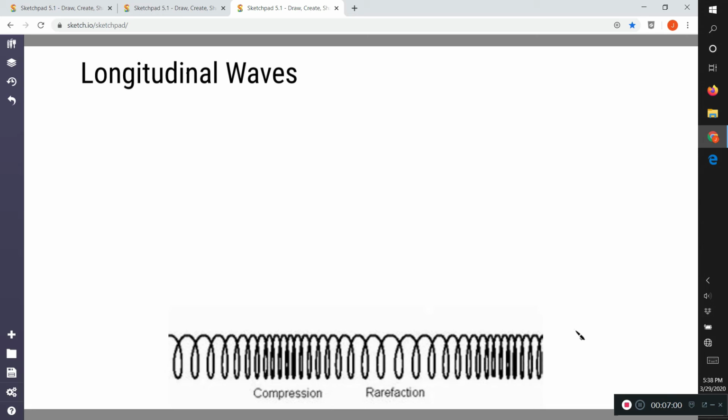Longitudinal waves look more like this. It looks like a slinky where you shake one end, allowing it to kind of mush together and spread apart. The areas where it mushes together are called areas of compression. And the areas where it spreads apart are called areas of rarefaction. So compression is tight together, rarefaction is spread apart.